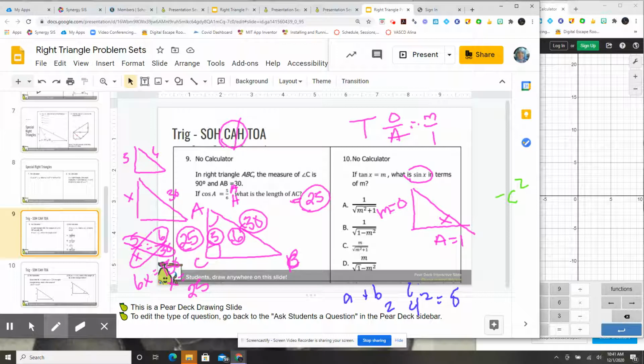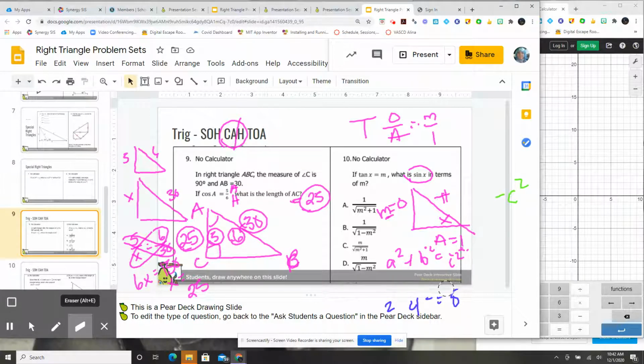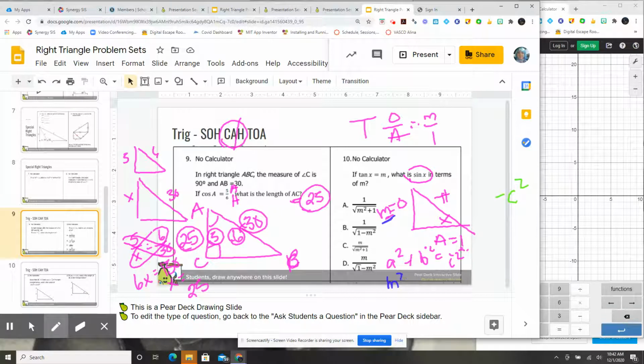So for sine, I need this hypotenuse. So if I know this is M and this is 1, I'm going to do A squared plus B squared equals C squared. Got that hiding down here, right? Let's get a different color. My A is M, so M squared. My B is 1. 1 squared equals C squared. So I'm just going to take the square root of both sides. My H is going to be the square root of M squared plus 1 squared.